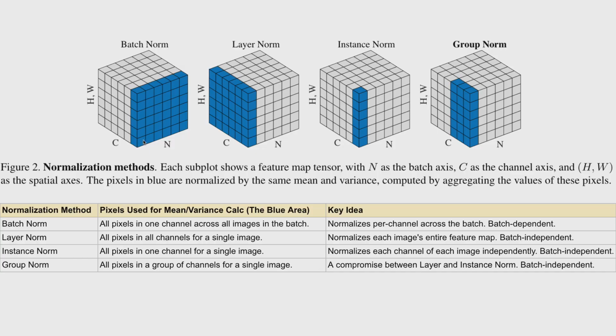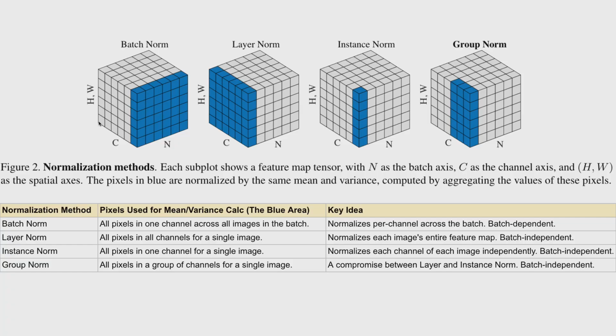So here, if we take this grid literally, we have 6 images. C is the number of channels or features. So we have 6 channels. So maybe we have a vertical edge detector, a horizontal edge detector, a diagonal edge detector, and so on. And then we have this unrolled height and width dimension.